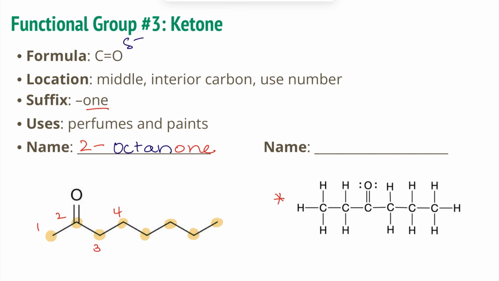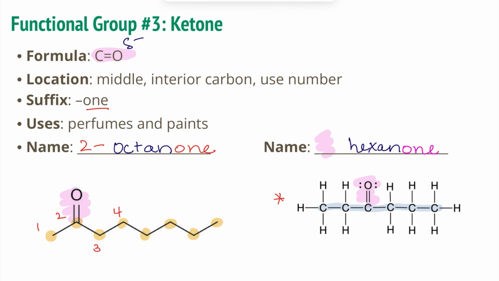Looking at this next one, I'm looking at that chain. I have a chain of 1, 2, 3, 4, 5, 6. So we've got 6, which is hex. They're connected in a single bond, so that would be hexane. But I have a functional group, that carbon-oxygen double bonded, just like we see here. And so we are going to indicate that by getting rid of the E on the end here and changing that to an ONE to show that we have a ketone functional group.